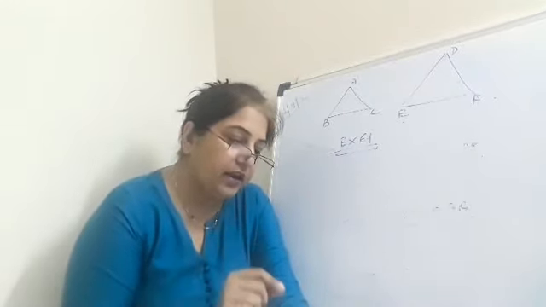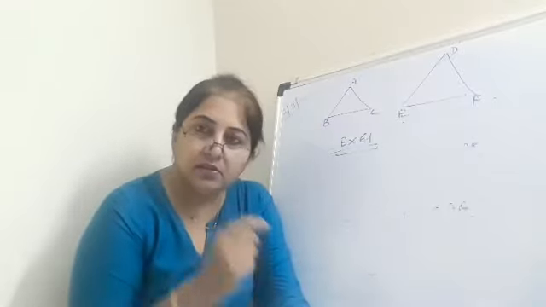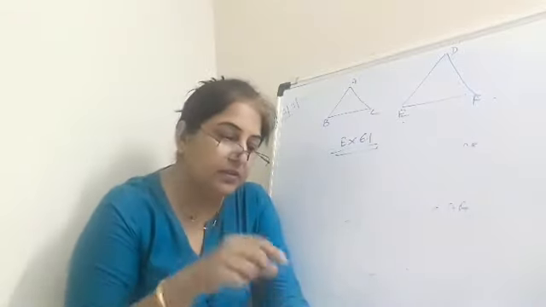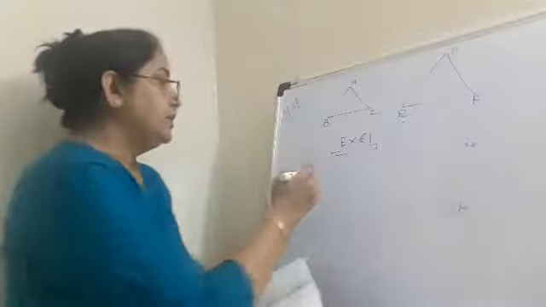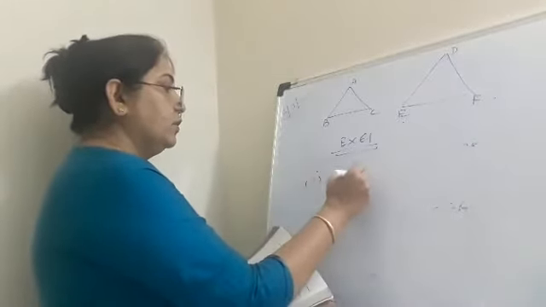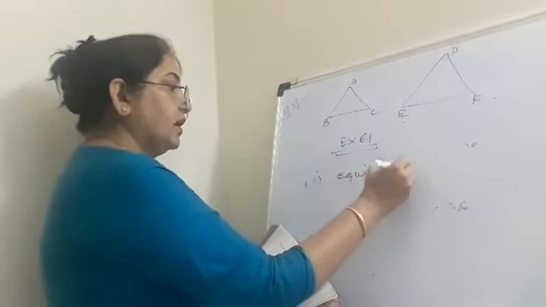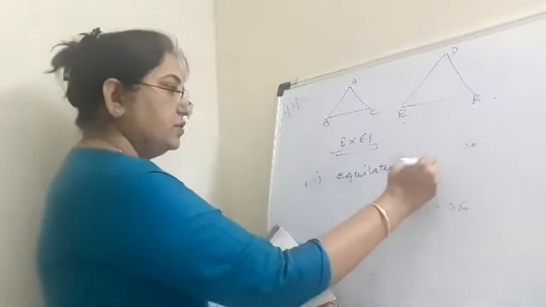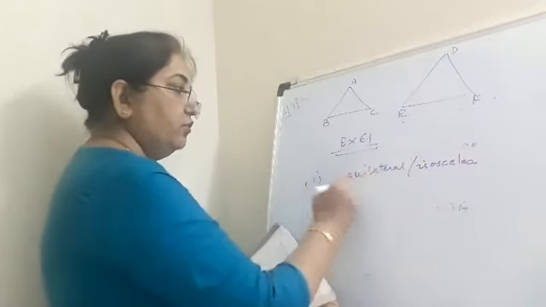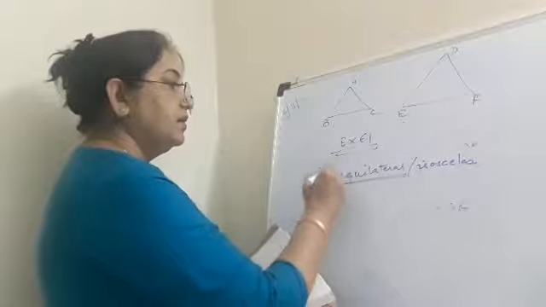All dash triangles are similar. Now which triangles will be similar? All dash triangles will be similar. What do you think? What will be the answer? There are two options given. One is equilateral and the other option which is given is isosceles. So according to you, which triangles will always be similar?